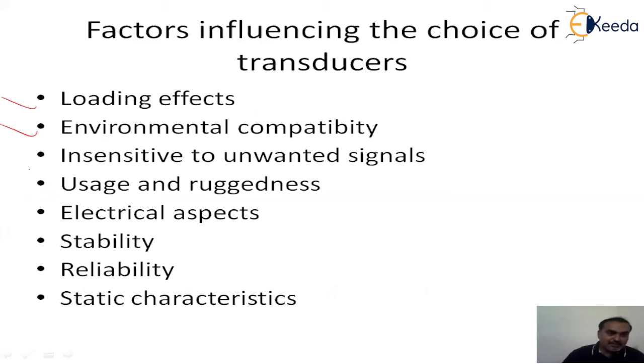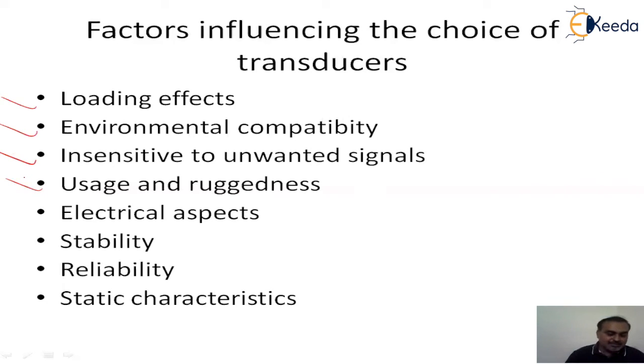Next, the third one is insensitivity to unwanted signals. There are certain unwanted signals that are going to attack the transducer. Now, how sensitive or insensitive it is, we need to check. Next one is usage and ruggedness. Usage and ruggedness means how we are going to use this particular instrument, how rough or how delicate it is. We need to check when we are going to use it for longer periods of time. Then only you come to know.